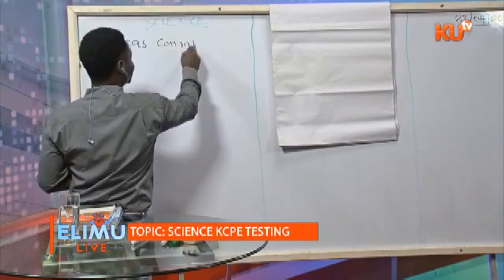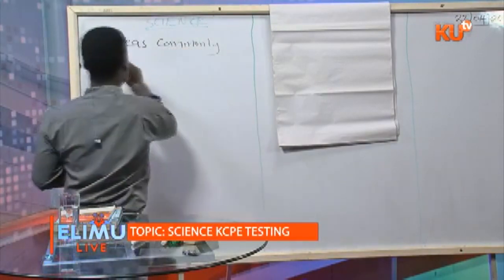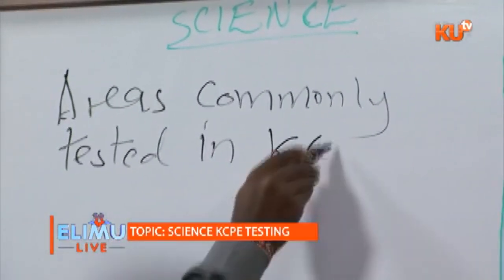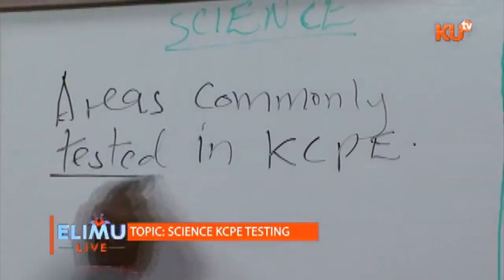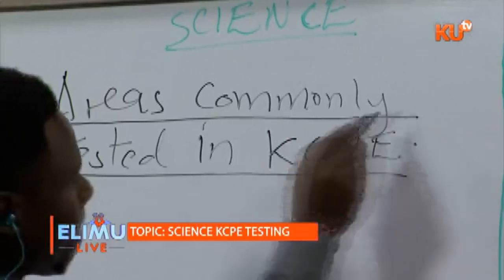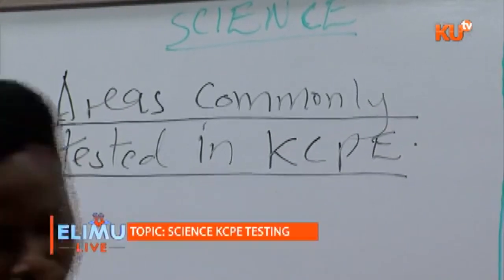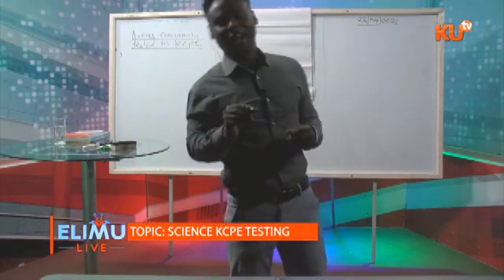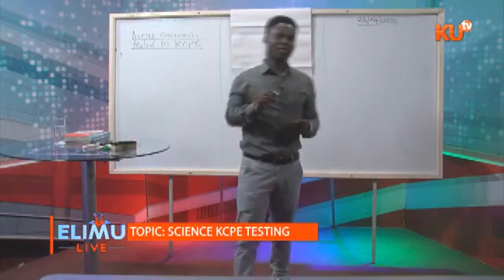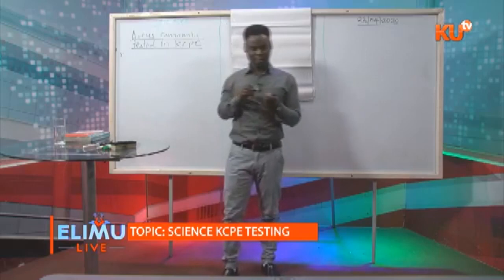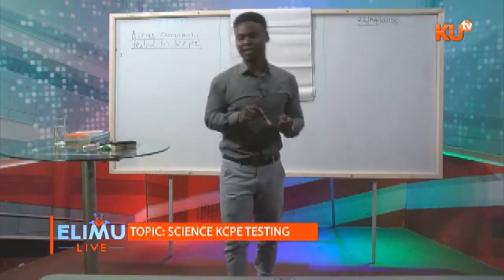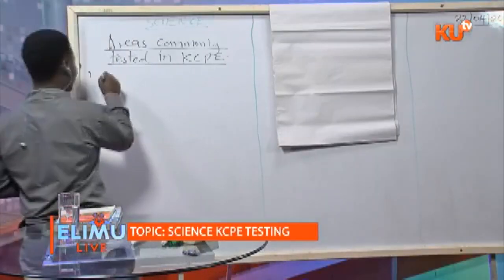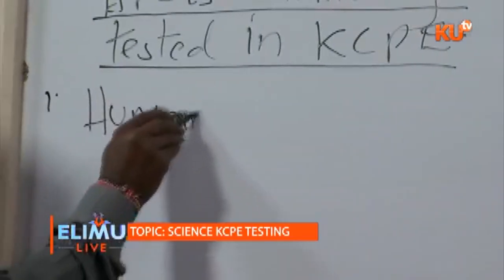Areas commonly tested in Kcpe, that is science paper. Most of these areas are very simple, but you'll find out that due to careless mistakes, you'll end up failing these questions. Let's look at a topic like human body.